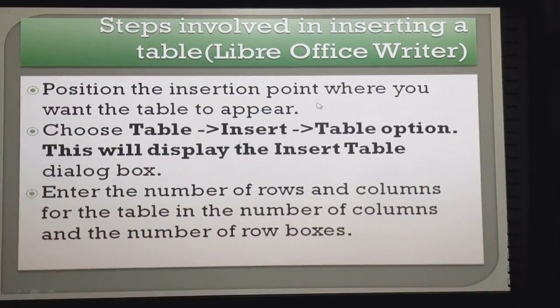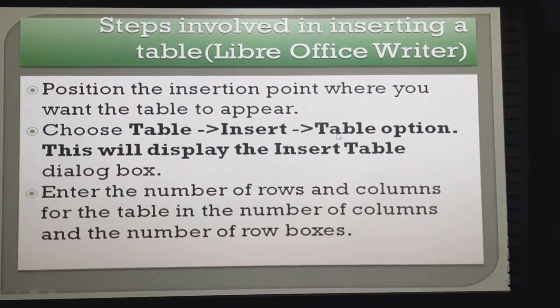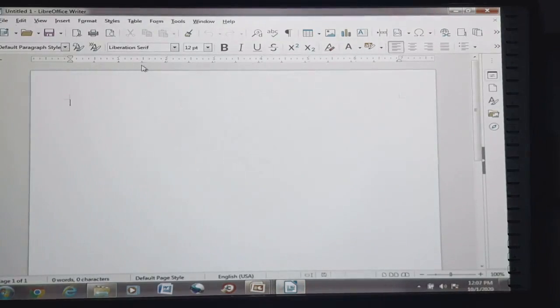Position the insertion point where you want the table to appear, and then choose Table, Insert Table options. So, Table. See, these are the different tabs, these are the different building blocks tabs, like in the case of Microsoft Office as well as OpenOffice. This is LibreOffice.